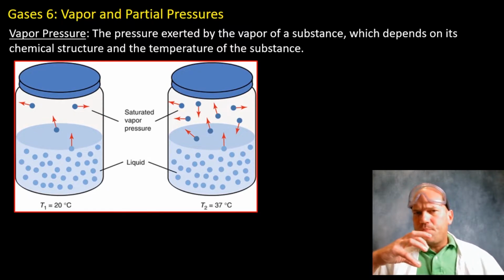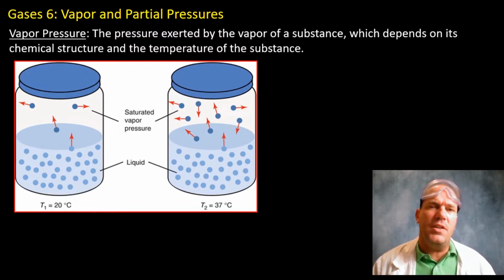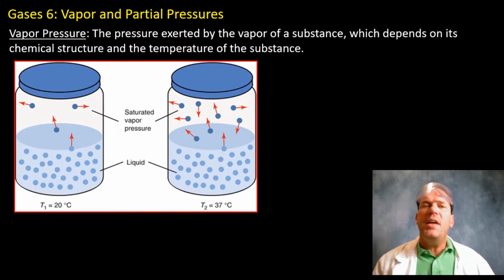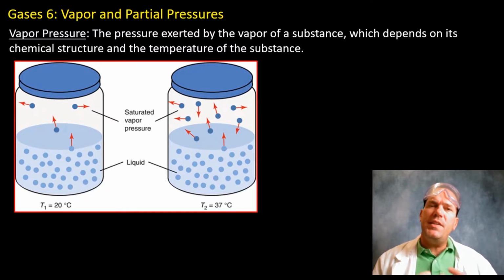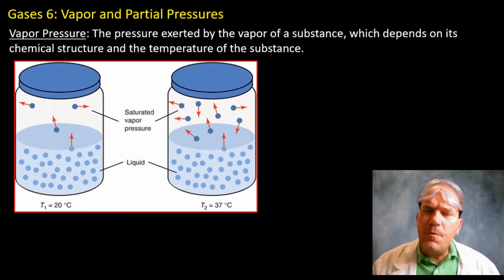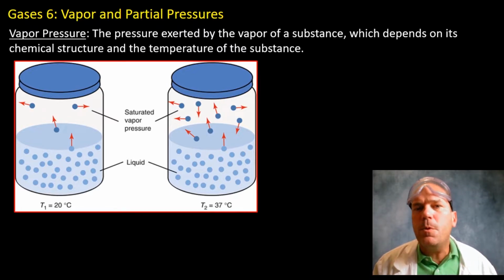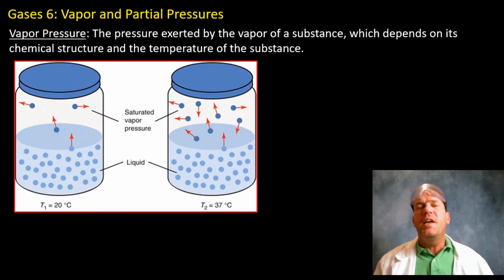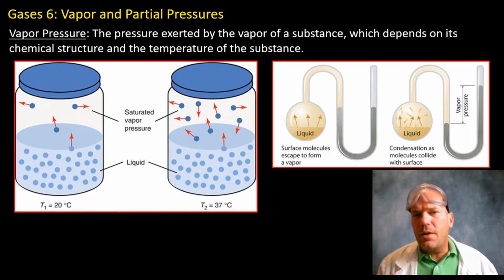So as temperature increases, so does the kinetic energy of this substance, which means these molecules on the right have enough kinetic energy to escape the liquid form and turn into a gas, which means they have enough energy to break the intermolecular forces that exist among them. Let's look at another diagram.